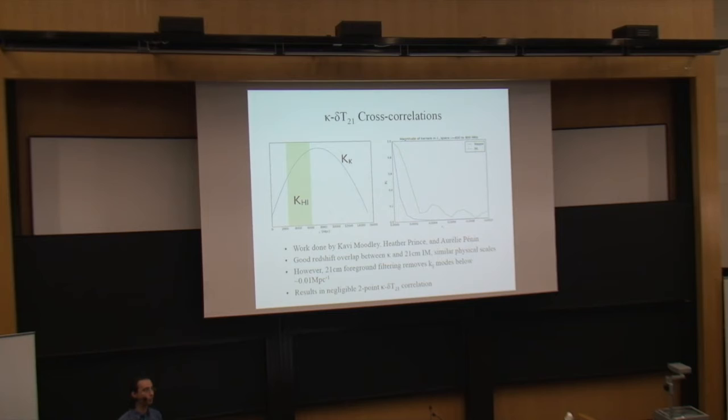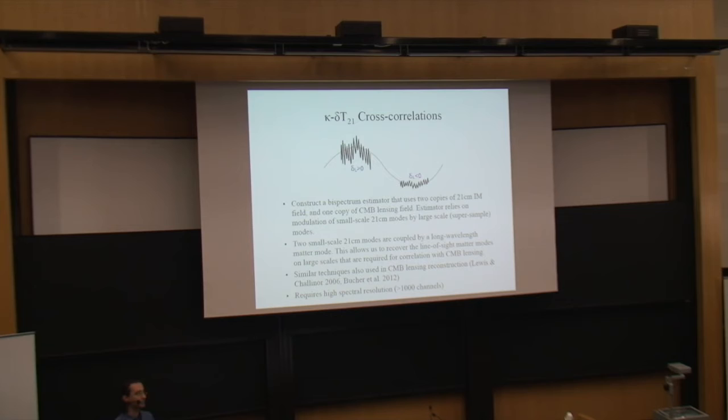So the solution that Kevi has come up with is to use a bispectrum instead. And you use two different copies of the 21 centimeter intensity mapping field and one copy of the CMB lensing field. And you use these two different small scale 21 centimeter modes that are coupled by a long wavelength matter mode to recover that long wavelength matter mode. And this is similar to techniques that have been used in CMB lensing reconstruction. So we think this is not a crazy thing. You just have to know to do it, and that the two-point correlation won't work.